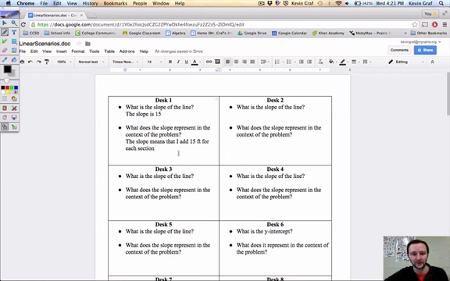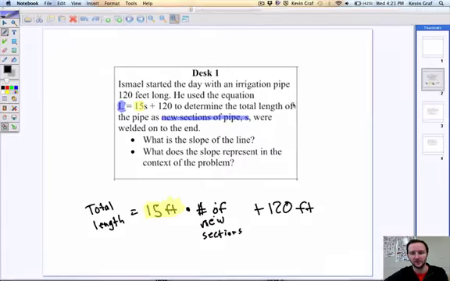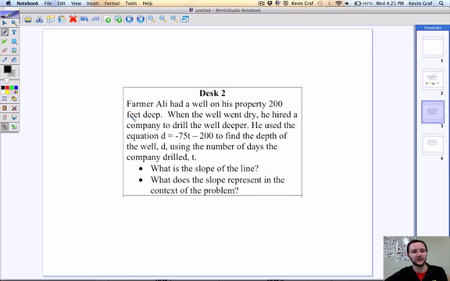Okay? And then that card is done, and you and your partner get up and you go find a new one. And you stumble upon this one, desk 2. It says, Farmer Ali had a well on his property 200 feet deep. When the well went dry, he hired a company to drill the well deeper. He used the equation D equals negative 75t minus 200 to find the depth of the well, D, using the number of days the company drilled, T. So what is the slope of the line?